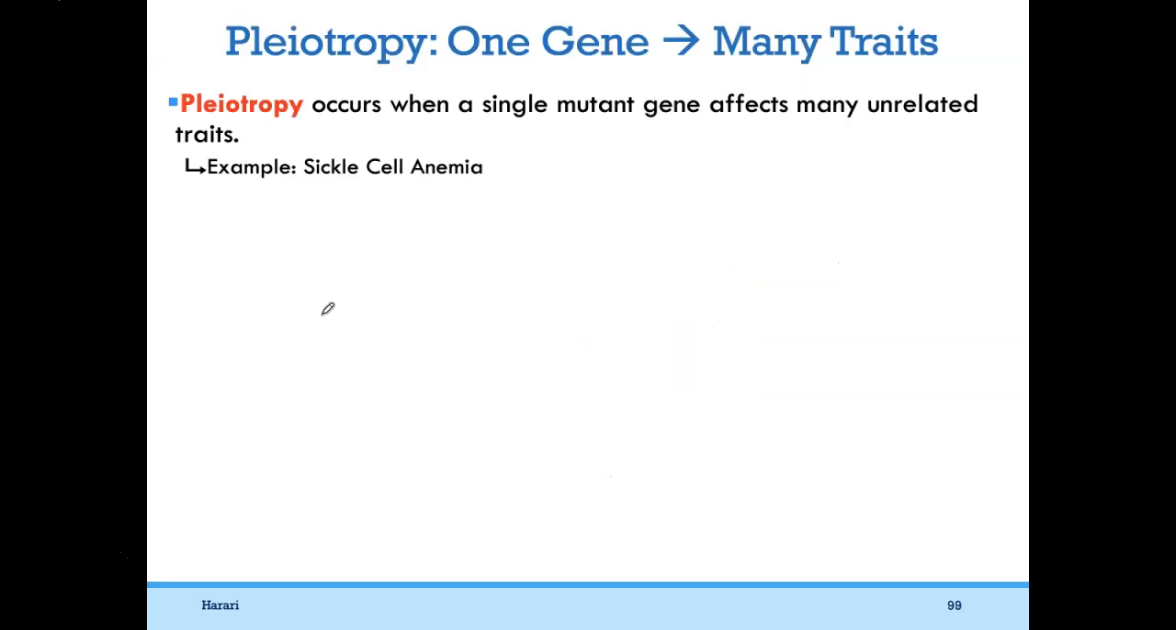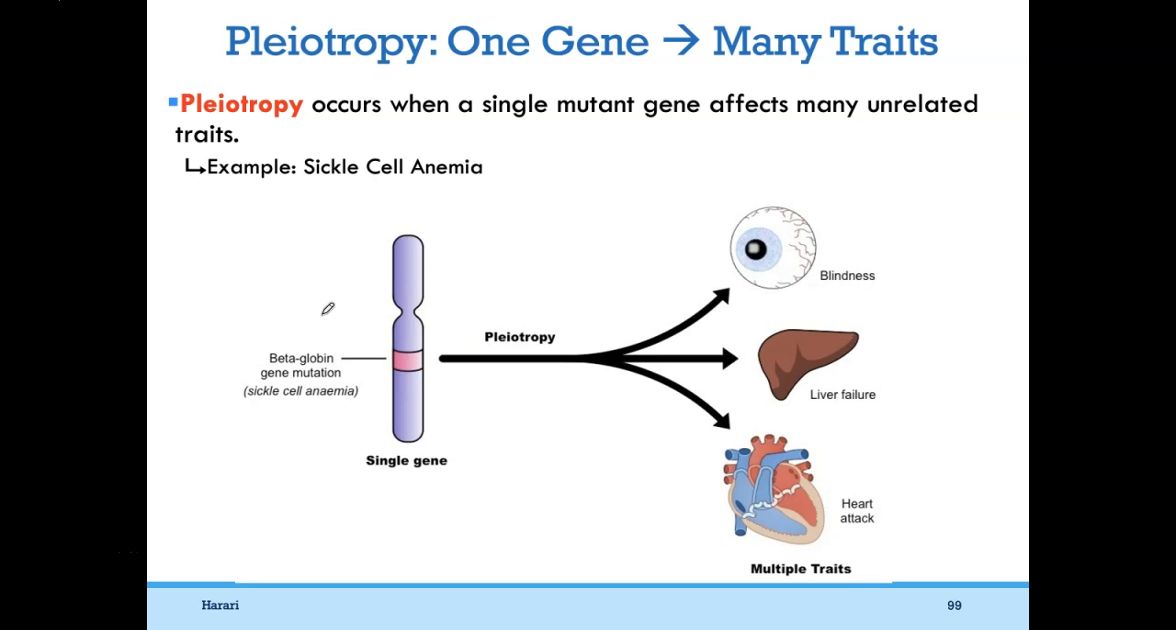So pleiotropy is when one gene can affect many unrelated traits. So just having one mutant gene can affect a lot of other parts of the body. And a really good example for this is sickle cell anemia. Sickle cell anemia is a result of a single amino acid change in a single protein in your body. So we have over 20,000 different proteins. One of the proteins we have is hemoglobin. And we need hemoglobin to transport oxygen throughout our body and to pick up any carbon dioxide so we can then exhale it.